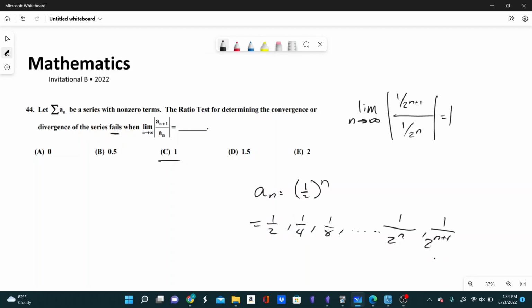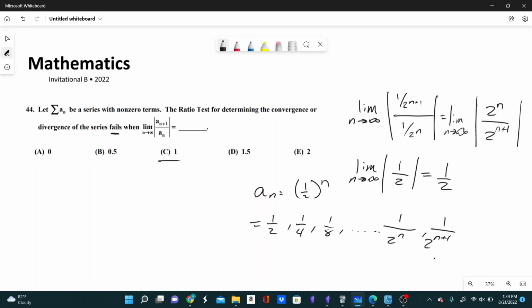So this will be the limit as n approaches infinity. And let's just take the reciprocal of the top and bottom. So if you're dividing by 1 over 2 to the n, that's really the same thing as just multiplying by 2 to the n. So this is going to turn into 2 to the n over 2 to the n plus 1. Then if we evaluate this, that'll be the limit as n approaches infinity. And if you have 2 to the n divided by 2 to the n plus 1, well, that's just going to be 1/2. So no matter what n is, this is always going to be equal to 1/2.